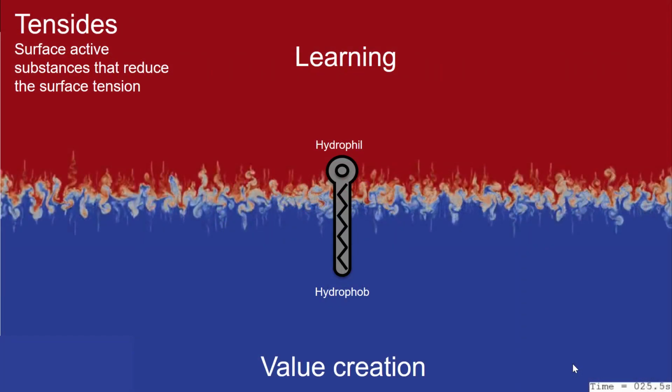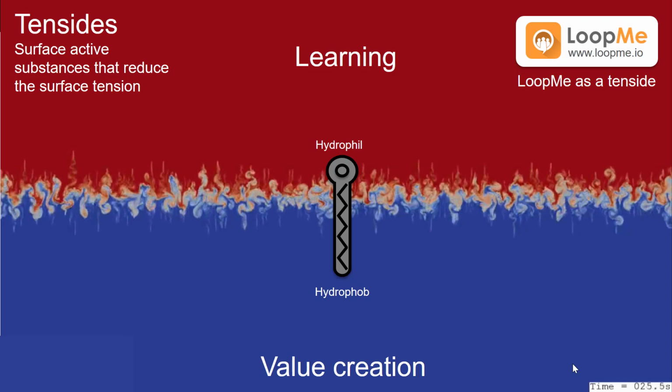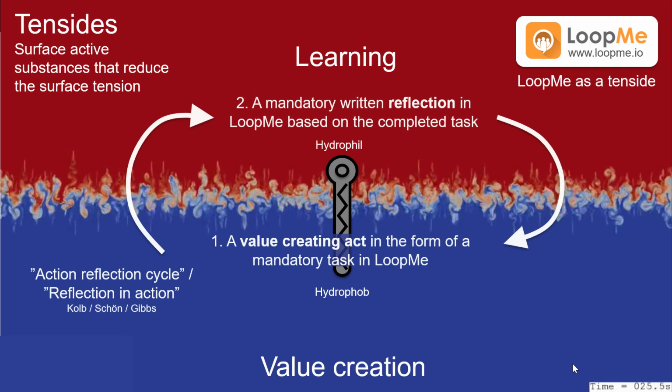My current hypothesis is that we need to look for tensides, surface active substances that reduce the tension between learning and value creation. In oil and water, we talk about a hydrophilic side and a hydrophobic side. And my current hypothesis is that IT tools can be this tenside. We are right now looking at how the IT tool LoopMe can act as some kind of a reduction of the tension between learning and value creation.